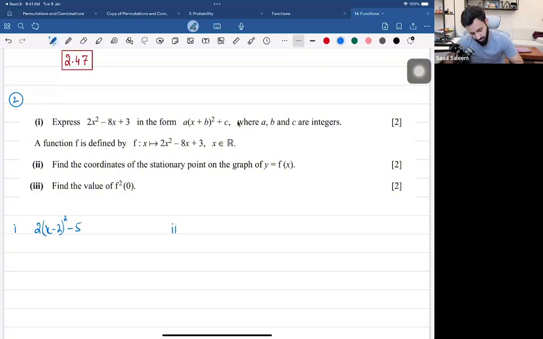Part 2 says find the coordinates of the stationary point. So this word stationary point may be slightly new, but stationary point is basically the turning point. Okay, so we're going to do this in detail, inshallah, when we're doing differentiation.